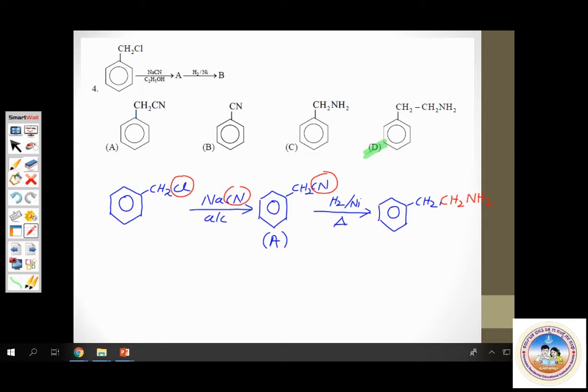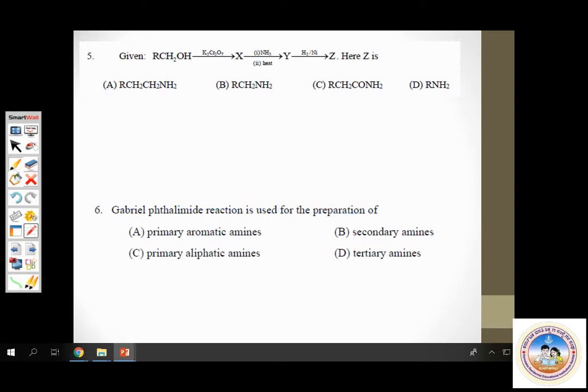Now proceeding further. Question number 5. Again, you've got a series of reactions. You have to find out what is the final product Z. Let's check it out. RCH2OH, there is a primary alcohol given. It is made to react with potassium dichromate. What is potassium dichromate? It's a strong oxidizing agent, K2Cr2O7. So what happens when a primary alcohol gets oxidized? We have discussed this in the alcohols chapter.